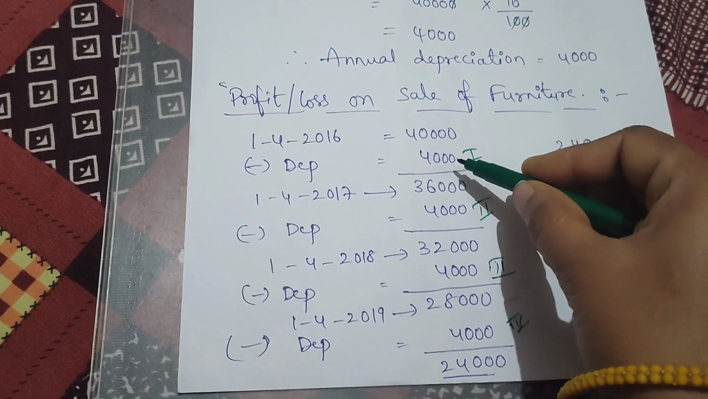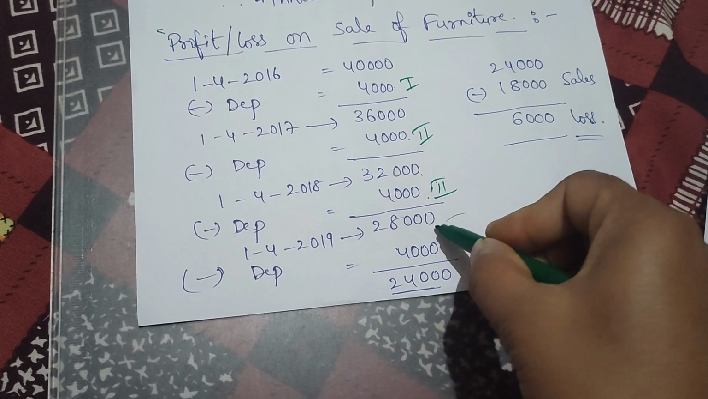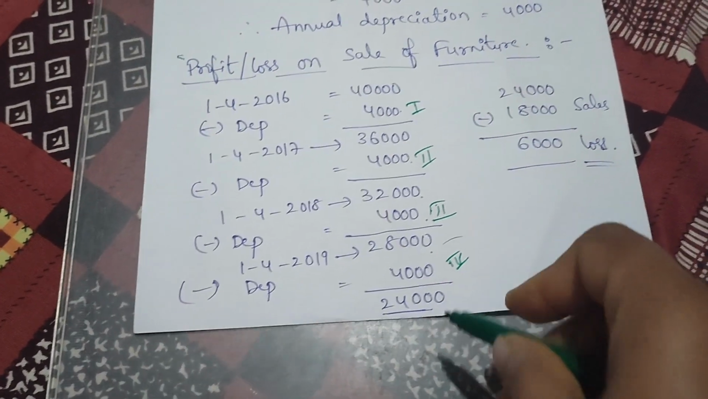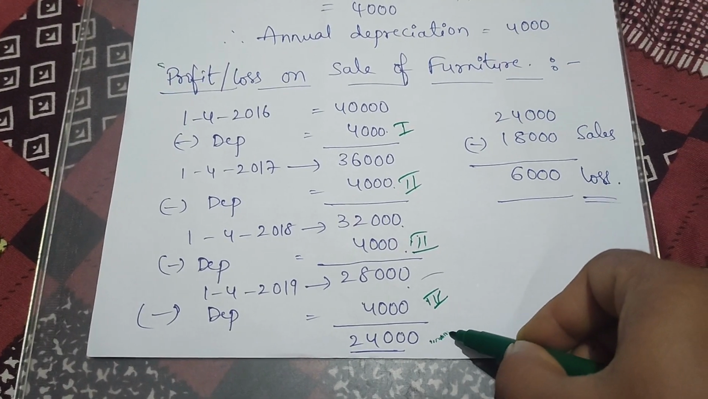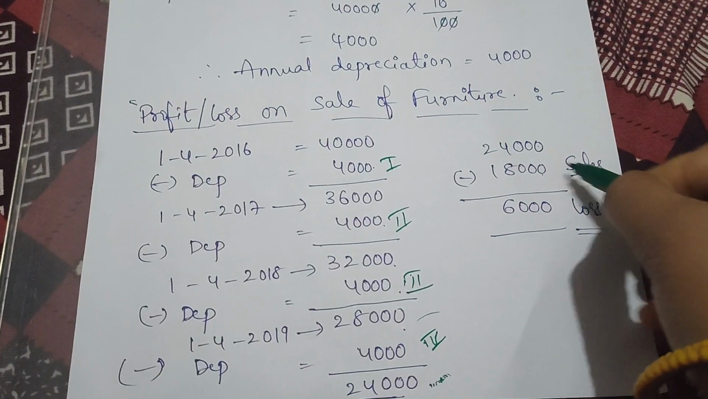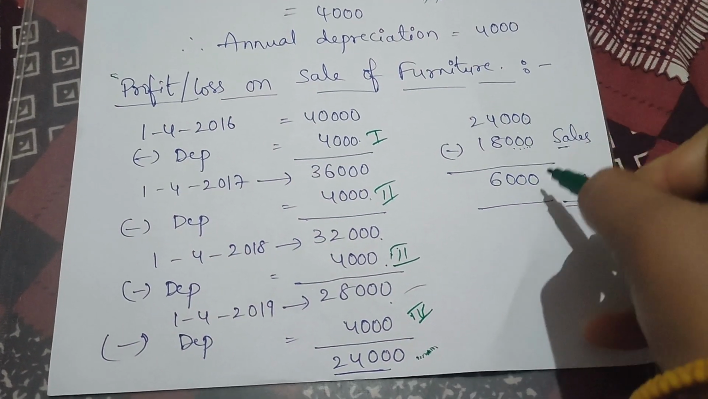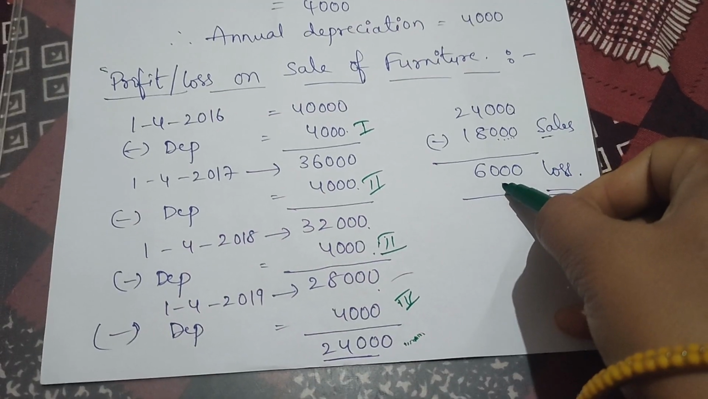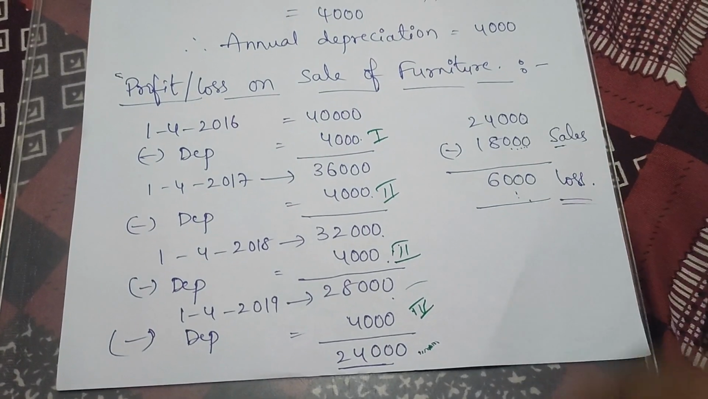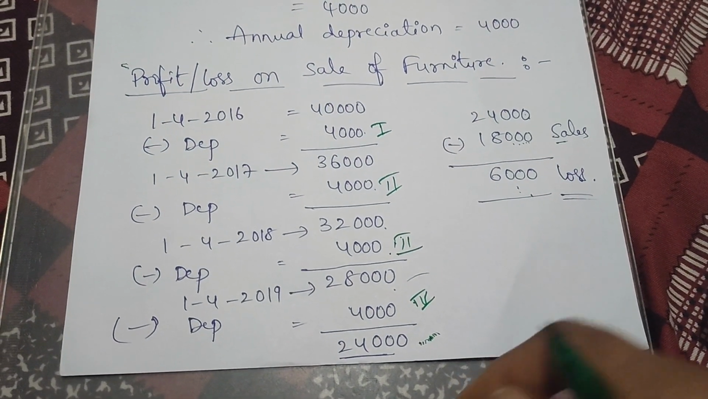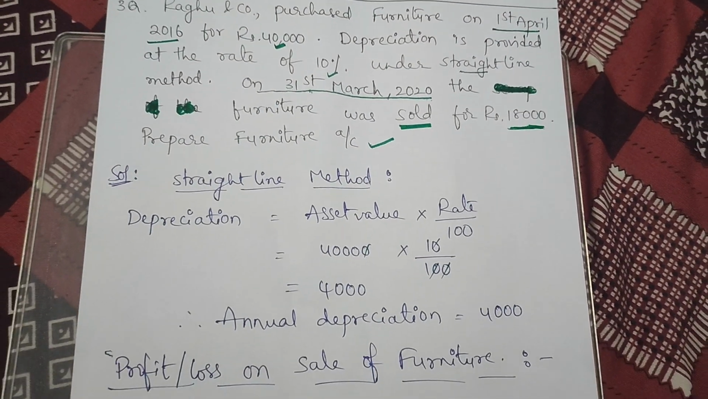Okay. 40,000 minus 4,000, 36,000. Minus 4,000, 32,000. Minus 4,000, 28,000. Minus 4,000, 24,000. So 24,000 is the value of the asset at the time of sale. That is sold for 18,000. So a 24,000 worth asset we are selling for 18,000. Definitely we get a loss. That is 6,000. 6,000 is loss. This is another way of calculating. So whichever is easy, you can follow that. I'll show this complete question and answer once. You can see.